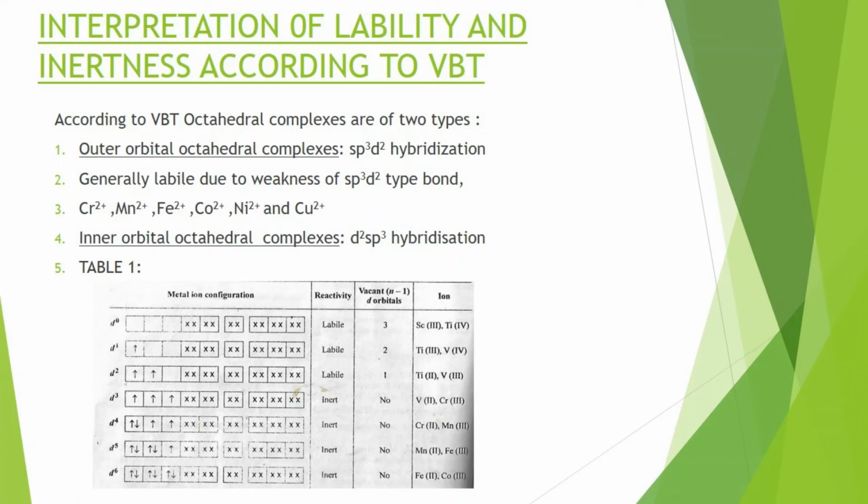It may be noted from the table that labile complexes have at least one vacant orbital and inert complexes have at least one electron in each d orbital. Valence bond theory cannot explain lability of octahedral complexes of nickel 2+ ion. According to valence bond theory, nickel 2+ complexes are labile, but actually they are inert.